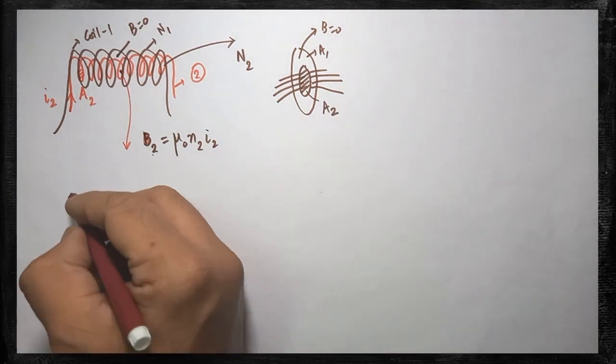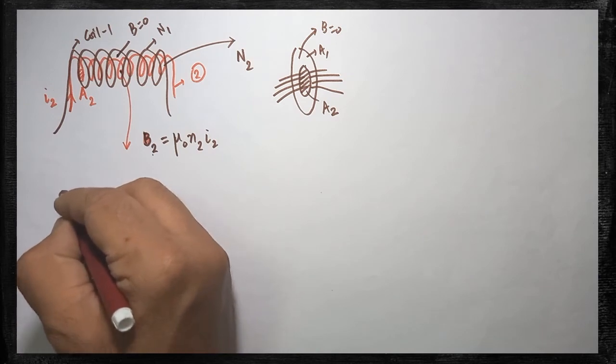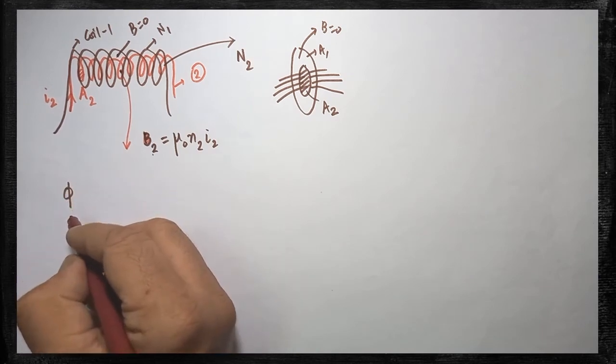Now I am going to write the formula for flux. What is this? Phi. Phi is the symbol for flux. Phi 12.